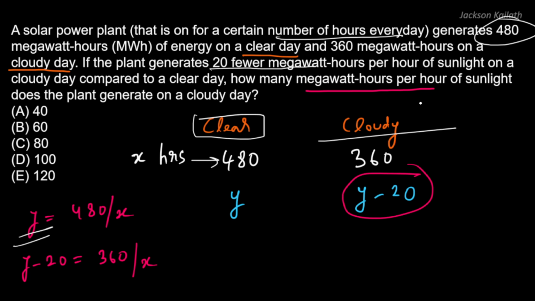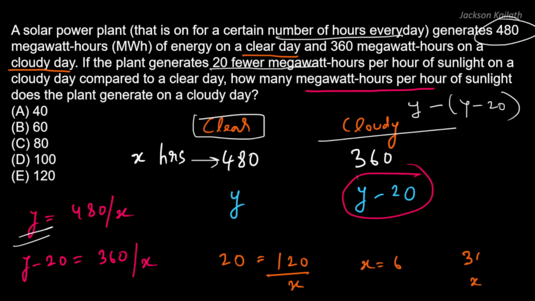So let me just write that in case someone is confused. So Y minus 20. When you subtract that, this becomes Y minus Y plus 20 when you open the brackets, and you're left with 20, right? So the left hand side becomes 20, and then 480 by X minus 360 by X gives you 120 by X. Because the denominator is the same, you just need to subtract the numerators. So you get 120, and the denominator itself is X.